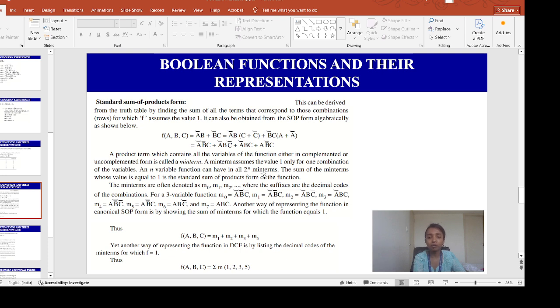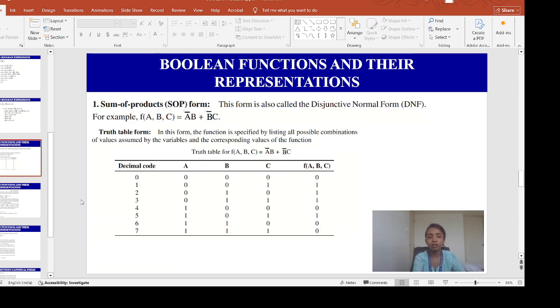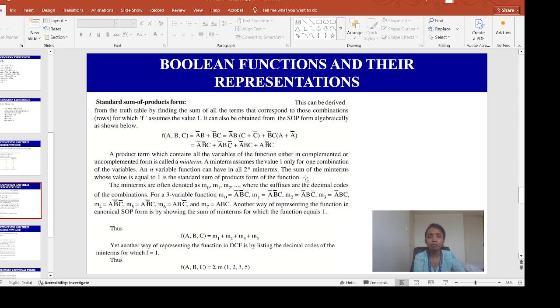It is a 3 variable function, right? So we have 8 minterms, 2 cube. That is why in the truth table we have written 0 to 7. The sum of the minterms whose value is equal to 1 is the standard sum of products form of the function. The minterms are often denoted as small m0, m1, m2, where the suffixes are the decimal codes of the combinations.